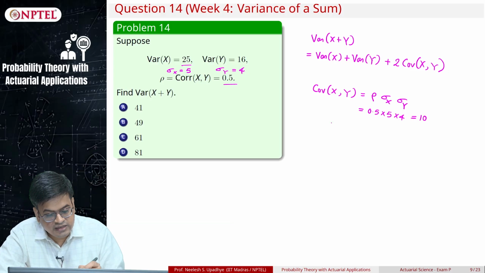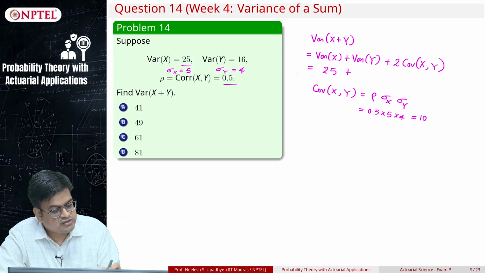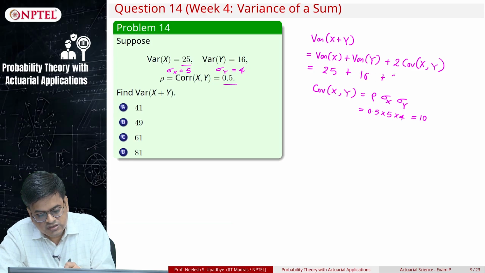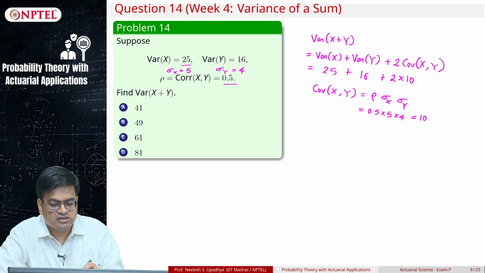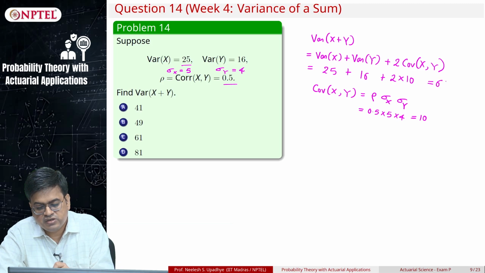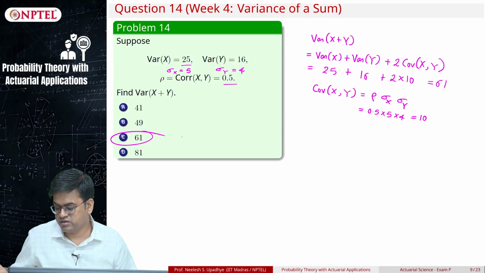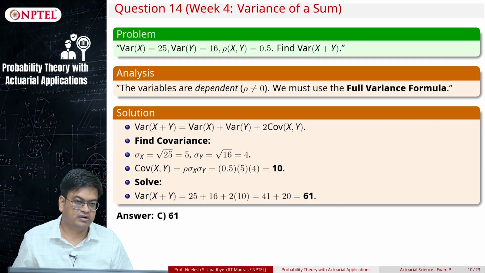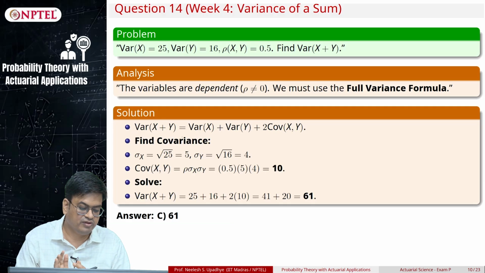And then I need to substitute everything here. Variance of x is 25, plus variance of y 16, plus 2 into 10. This will give me 41, this will give me 20, so together this will be 61. So, the answer to this question is 61. Great, we have done this. We have used that the random variables are dependent, rho is not equal to 0, and we have used the full variance formula.